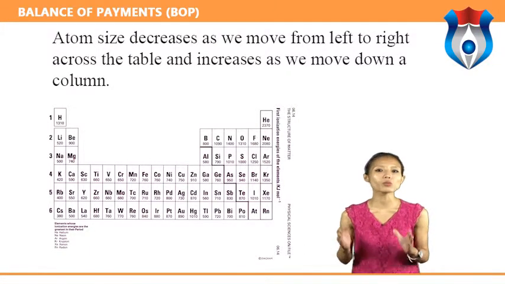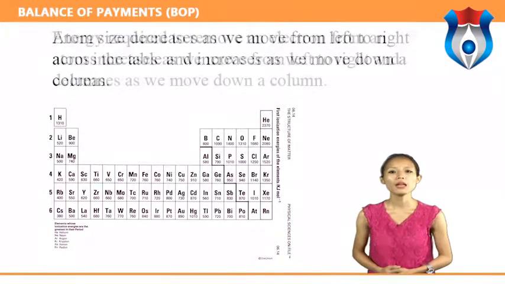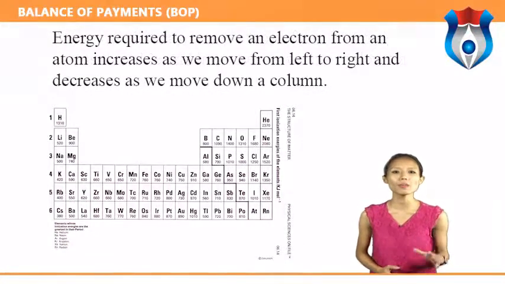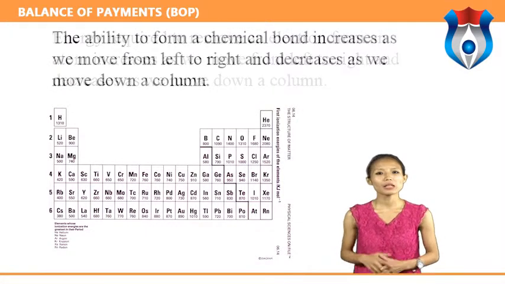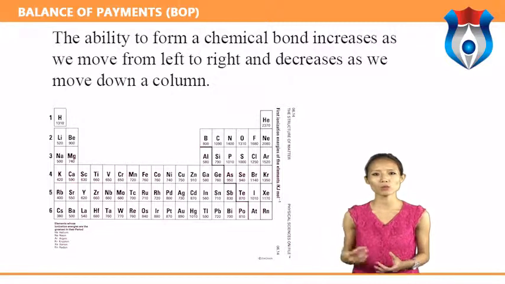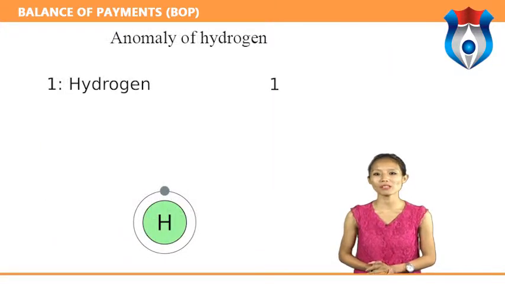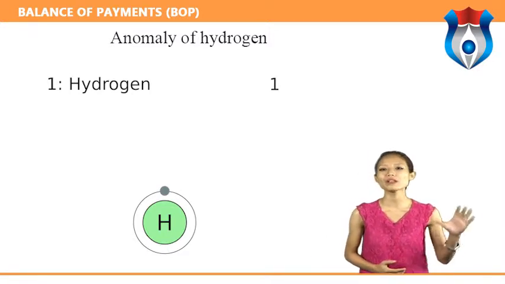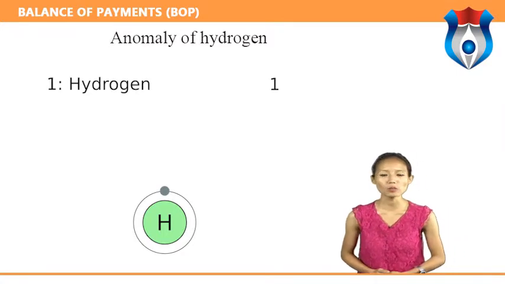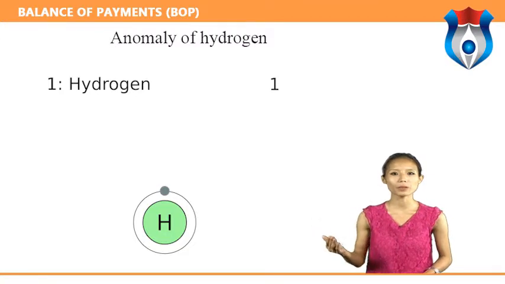Atom size decreases as we move from left to right across the table and increases as we move down a column. Energy required to remove an electron from an atom increases as we move from left to right and decreases as we move down a column. The ability to form a chemical bond increases as we move from left to right and decreases as we move down a column. Usually elements will have rather similar chemical behavior, or there is an identifiable trend of certain physical properties within a group. The notable exception being the hydrogen atom, which is unique and does not belong to any group. It is common to place it on top of the group one element.